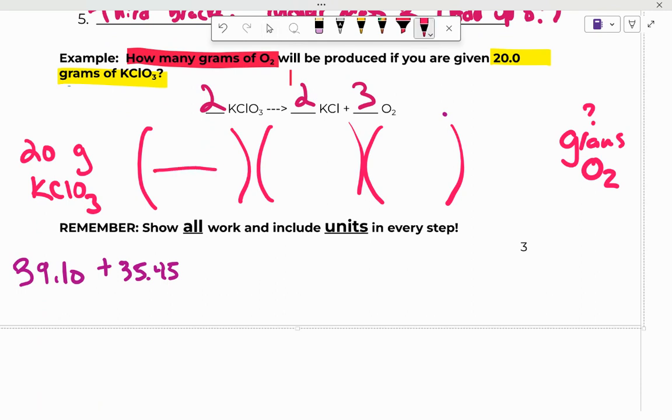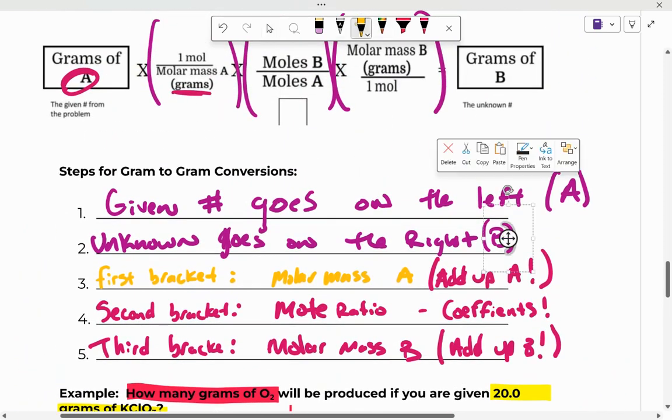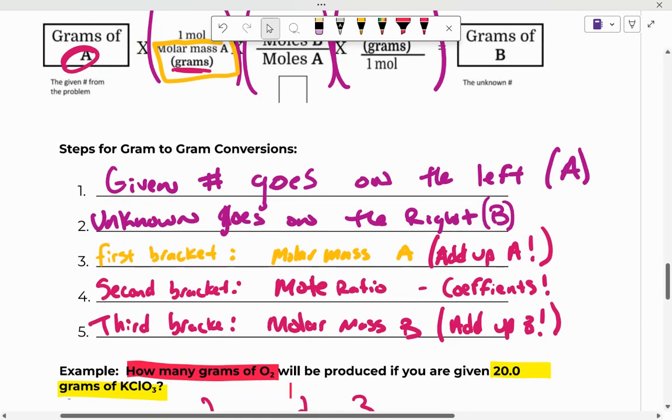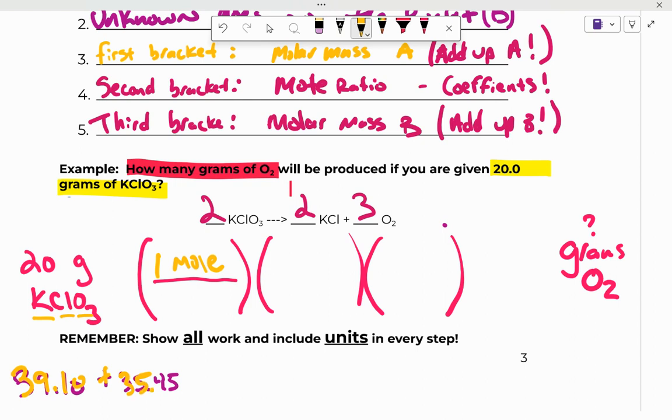Okay, what's the first bracket? Here's the first bracket. We have to get out of grams and into moles. So every time you're going to write 1 mole up top, and then where it says molar mass, you are going to add up whatever the substance is. So it's going to be 1 mole up top, and then we need to add up K, Cl, and 3 O's. We got to find a periodic table. So K is 39.10. Cl is 35.45. And then we have 3 oxygens, 3 times 16.